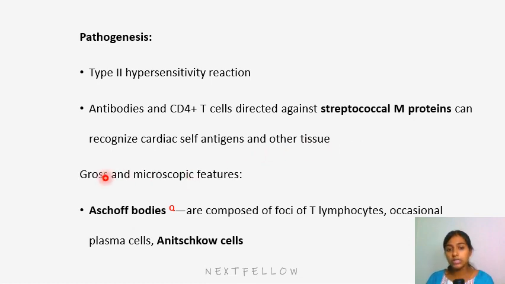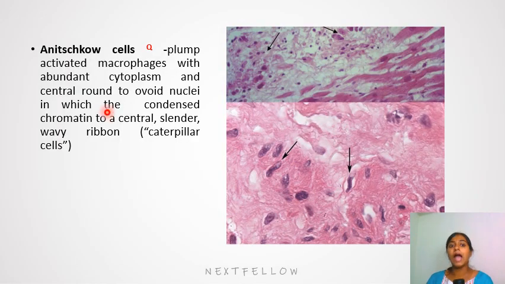So coming to the gross as well as microscopic features seen in rheumatic fever, the microscopic features characteristic are Aschoff bodies as well as Anitschkow cells. Aschoff bodies contain T lymphocytes, plasma cells as well as Anitschkow cells. Anitschkow cells are nothing but activated macrophages. These are also called caterpillar cells because the chromatin is condensed, slender and wavy, ribbon like, and it also has abundant cytoplasm. So this is a microscopic feature showing the Anitschkow cells, and this is the Aschoff body showing Anitschkow cells, plasma cells as well as T lymphocytes.